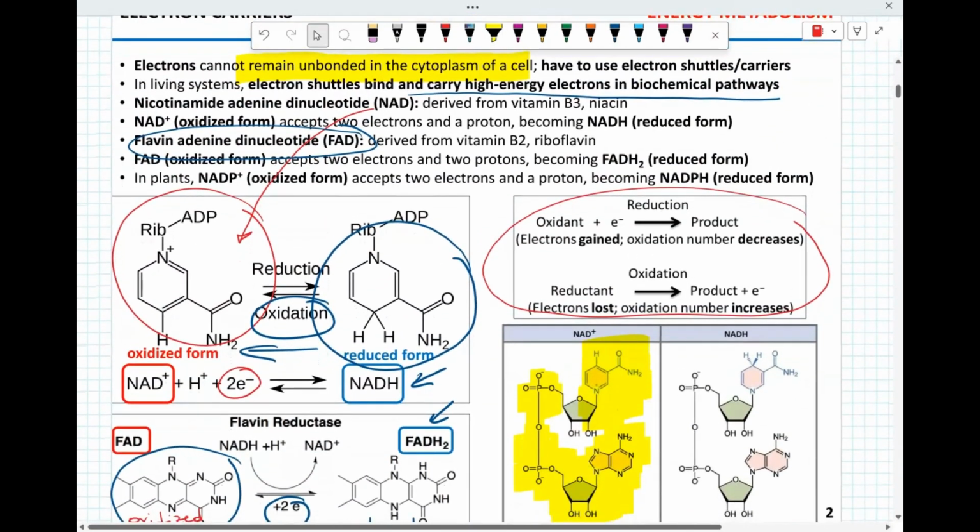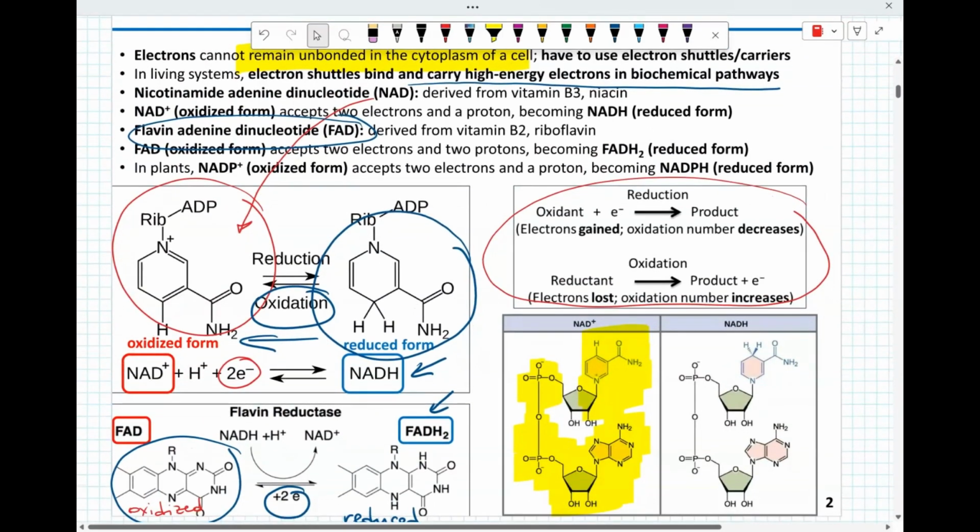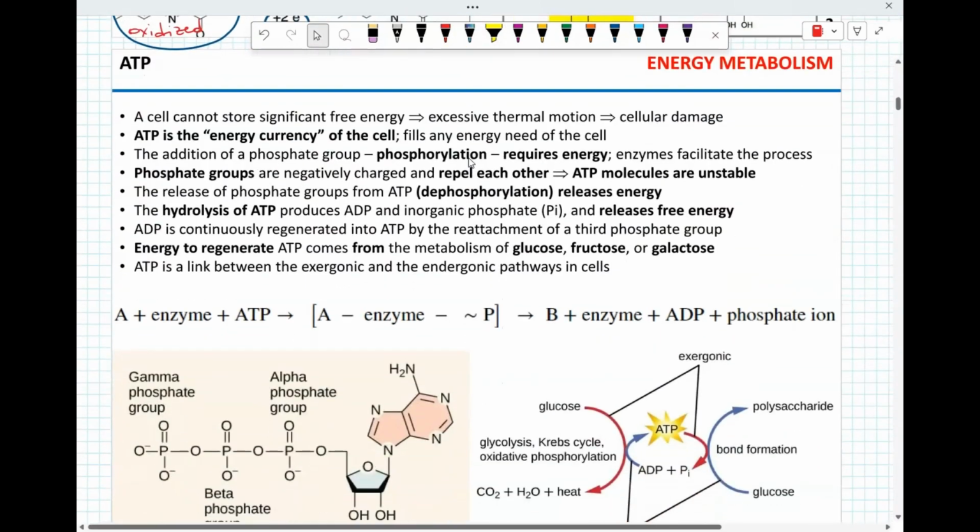The third type of electron carriers found commonly in plants is NADP+ NADPH pair. Just like with NAD+ NADH, NADP+ is an oxidized form, while NADPH is the reduced form of an electron carrier. The ultimate goal of energy transfer in the cells is to generate ATP.